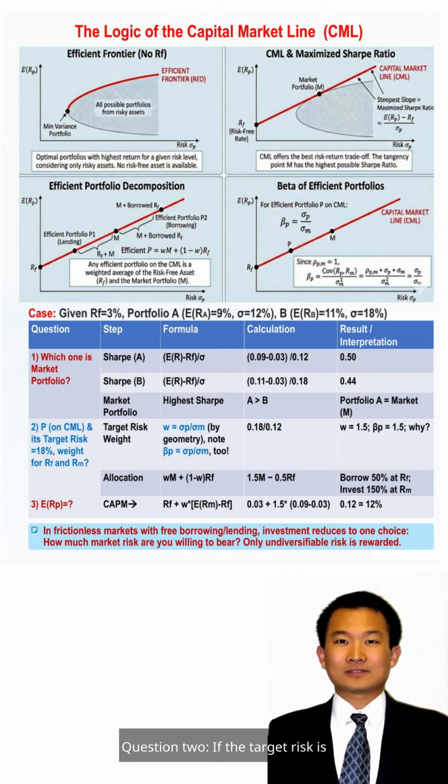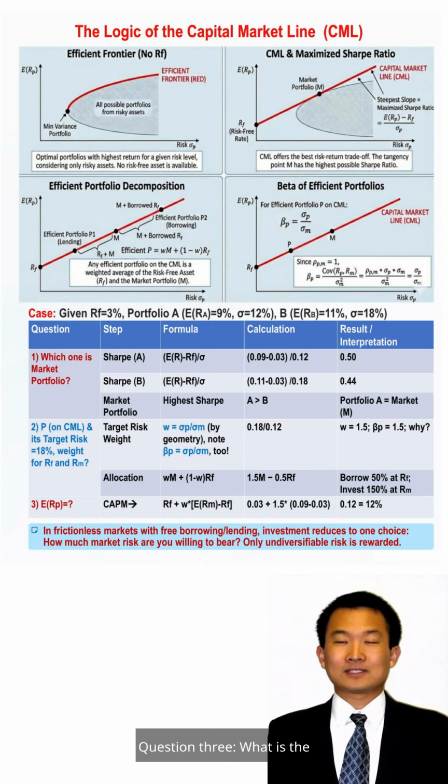Question 2. If the target risk is 18%, how do we construct portfolio P? According to the geometric relationship of the CML, W equals sigma P divided by sigma, which is 0.18 divided by 0.12, equaling 1.5. That means 150% is invested in the market portfolio, while 50% is borrowed at the risk-free rate. Also, beta P is sigma P divided by sigma, which is 1.5.